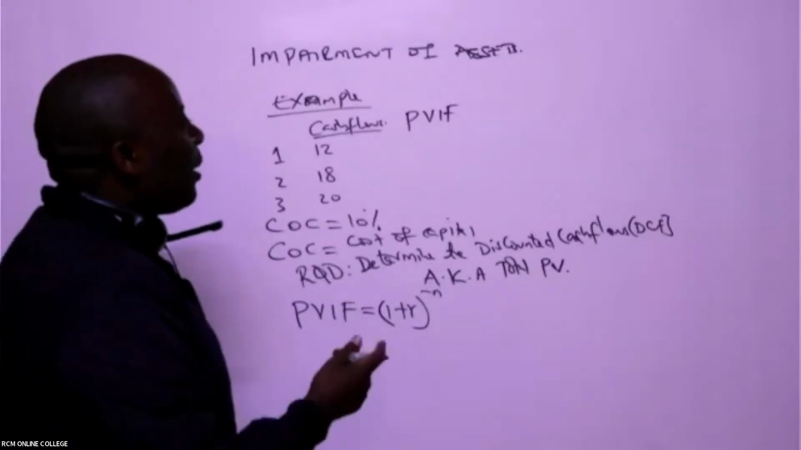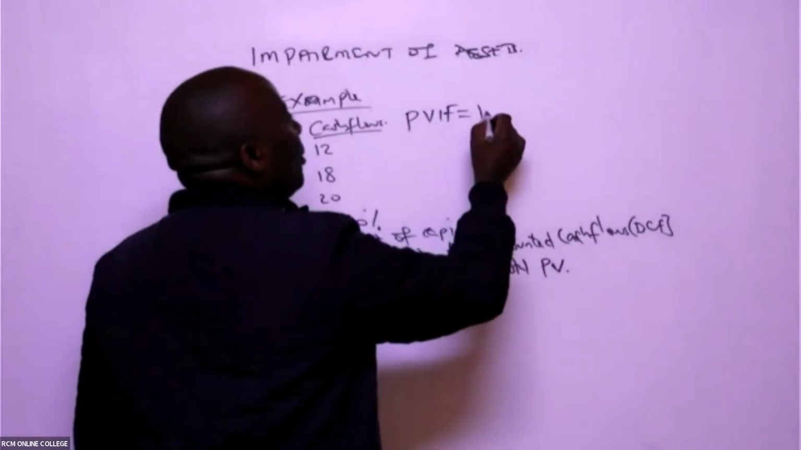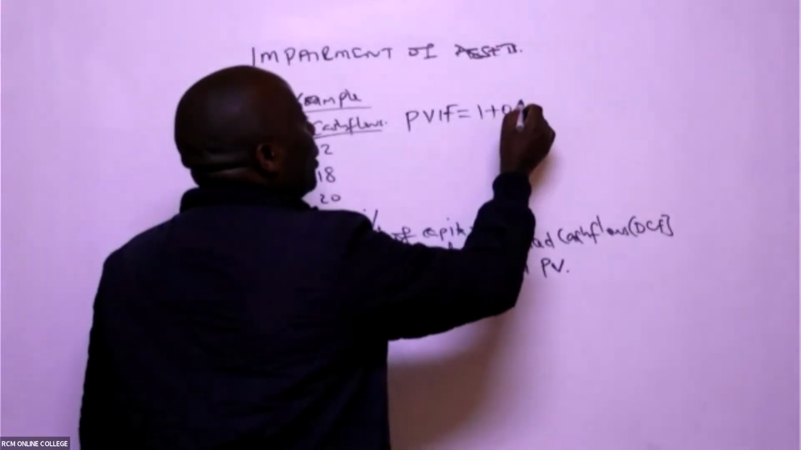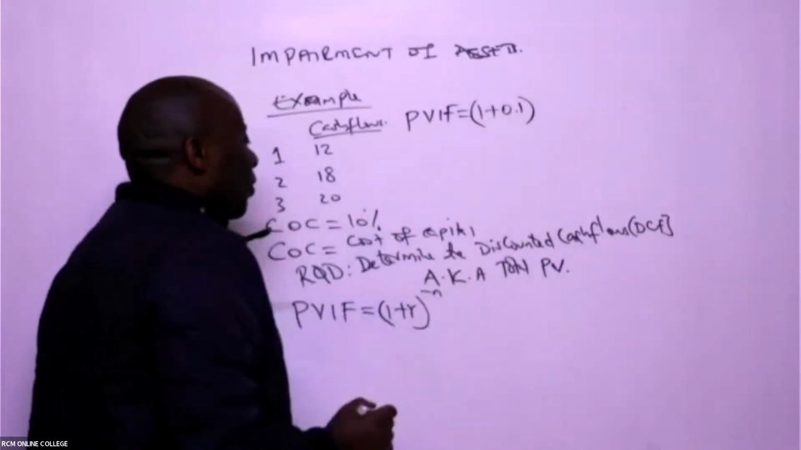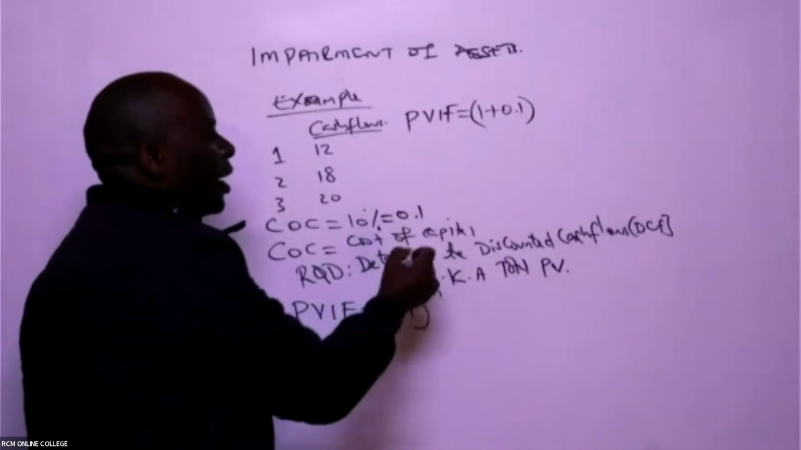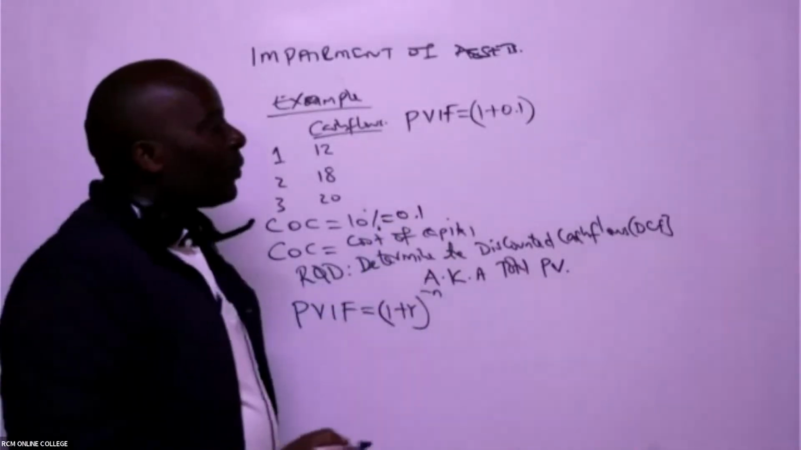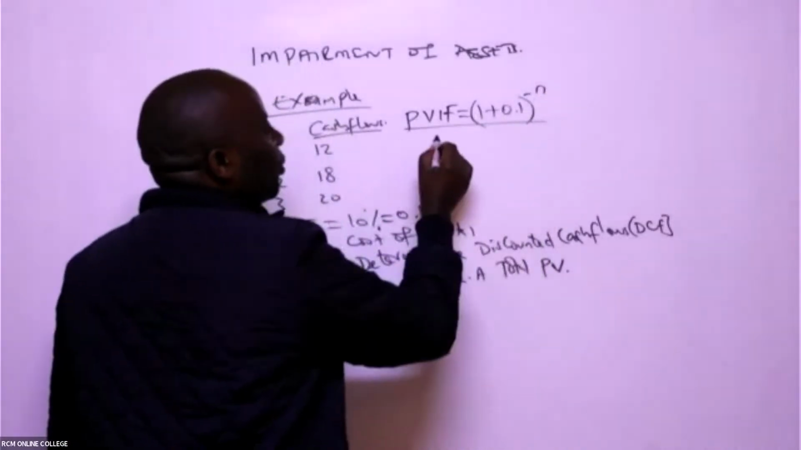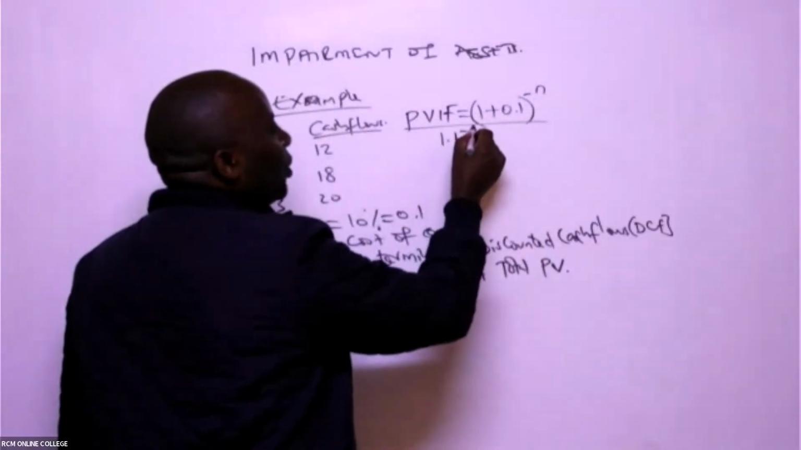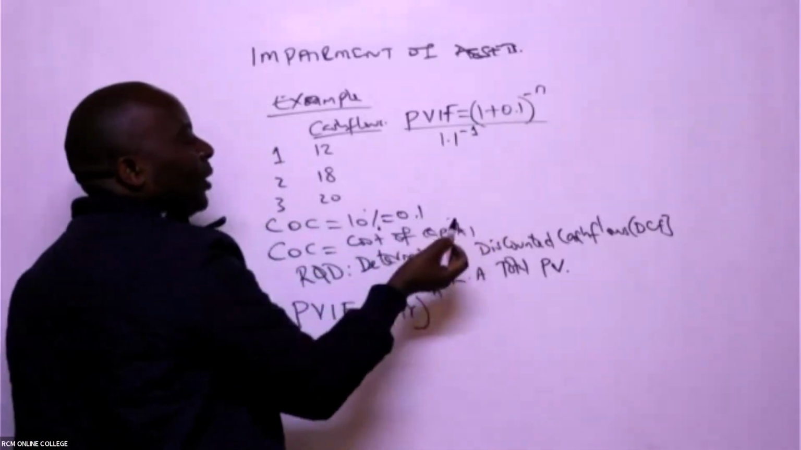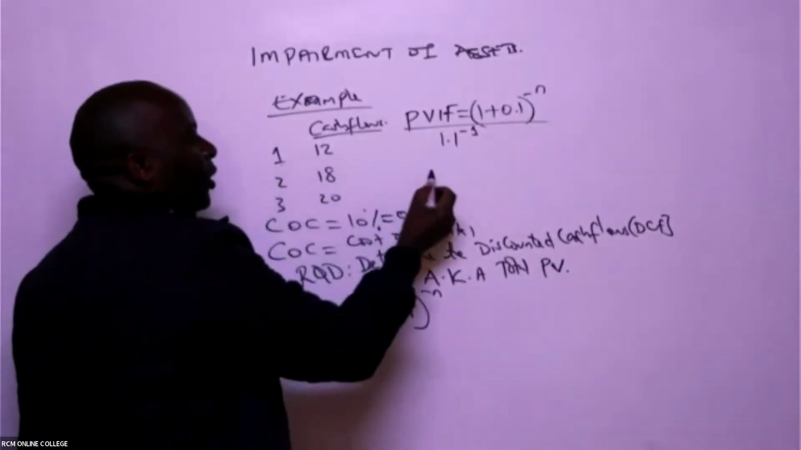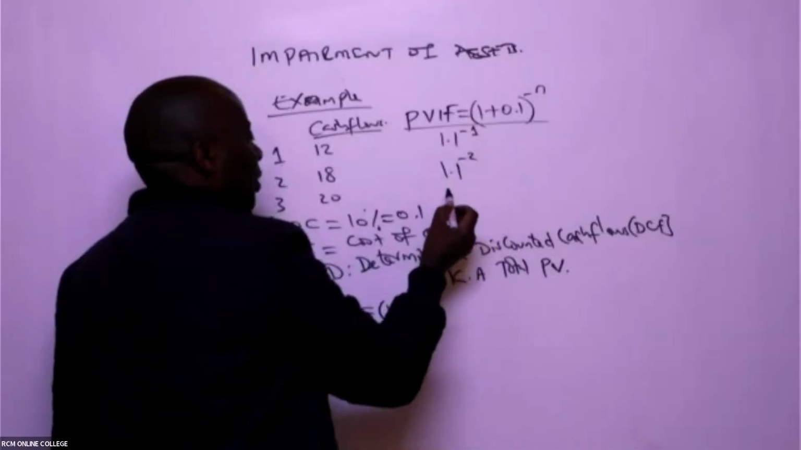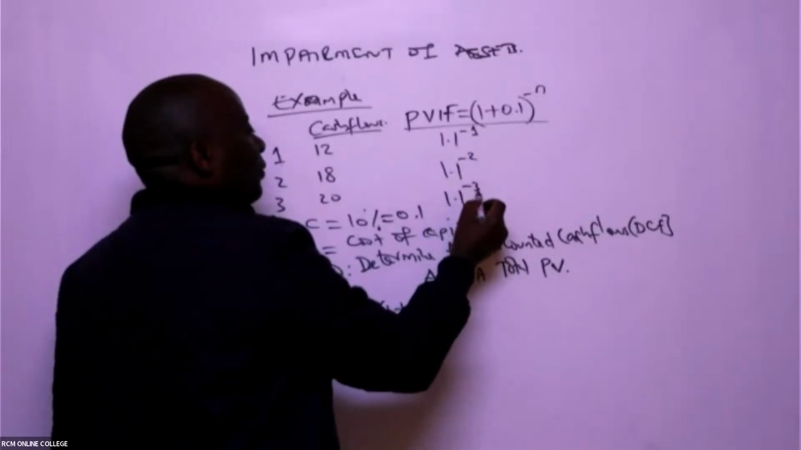So then you'll be able to give us your PVF, which will be 1 plus R, where our R is 10%. You see, 10% is the same as 0.1, raised to negative n. Meaning that the first one here will be 1.1 raised to negative n. N is the year, the time period. So raised to negative 1. This will be 1.1 raised to negative 2. This will be 1.1 raised to negative 3.